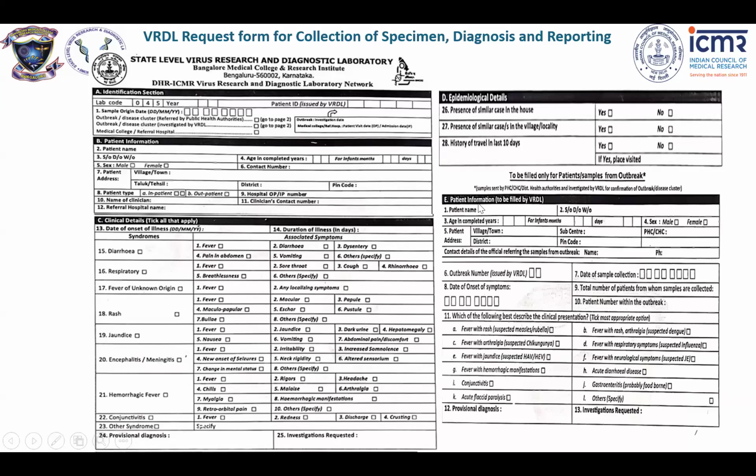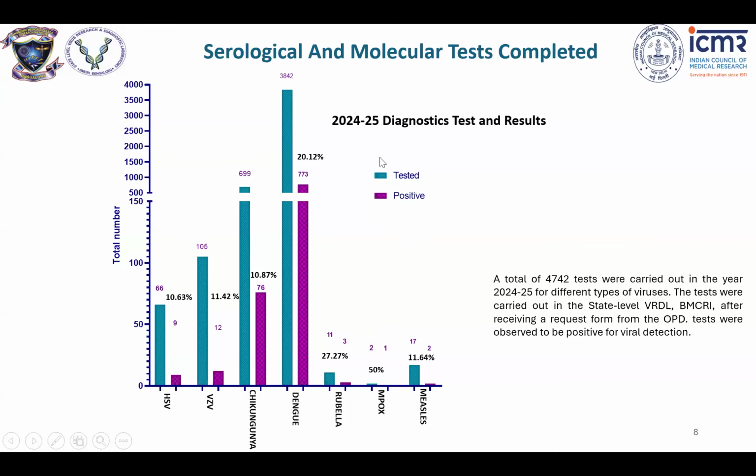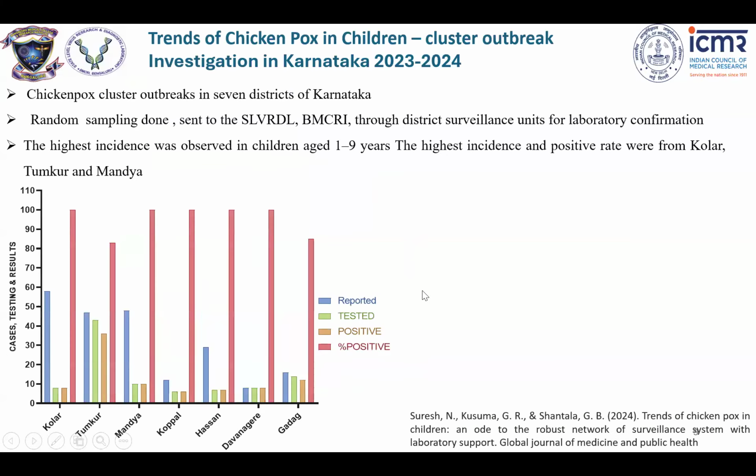IgM ELISA was performed for samples that were received with clinical diagnosis of measles, rubella, and chickenpox. For monkeypox, PCR was done. Here it is showing 50% positivity because we have received only 2 samples for the year 24-25, and one has been reported positive earlier this year. So that was about the use of tests for diagnosis of cases.